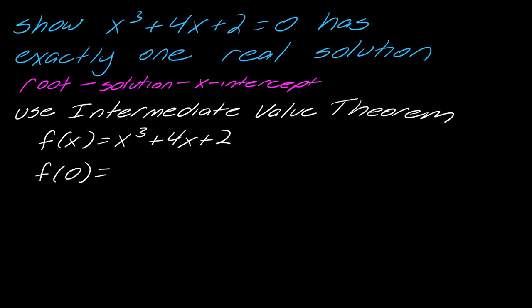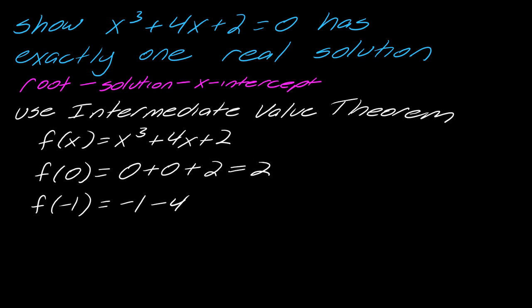So if I plug in f of 0, what do I get? I get 0 plus 2, so this will equal 2. And then I'm going to also plug in f of negative 1, and notice what I get here. This would be negative 1 minus 4 plus 2, so this would equal negative 3. Okay, so now I want to just notice something here.